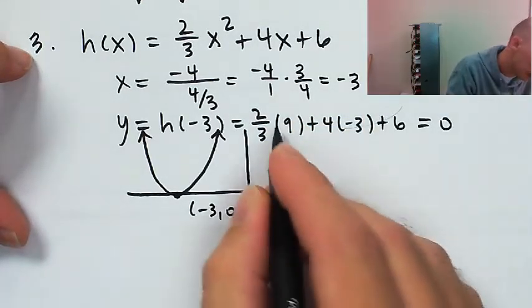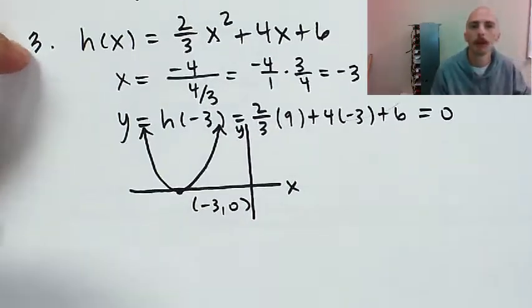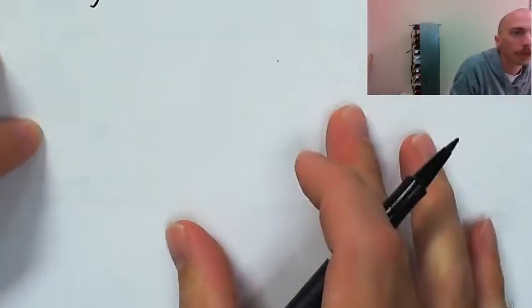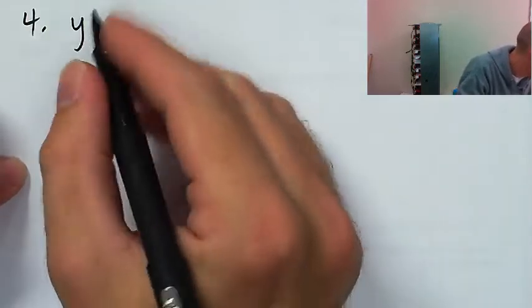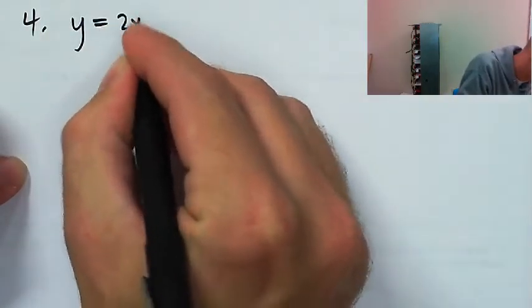Give it an x-axis, give it a y-axis. That'll be a good sketch. All right. Number 4. y equals 2x squared plus 16x plus 29.